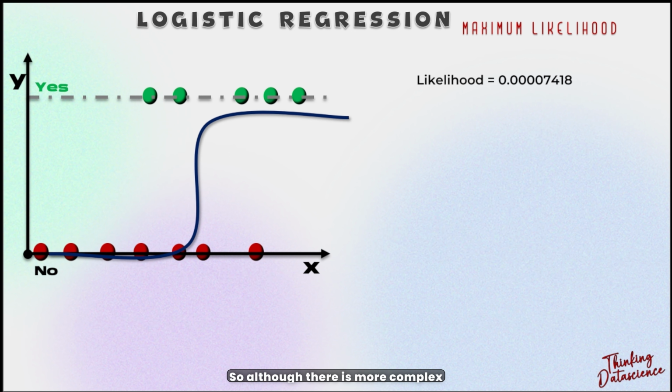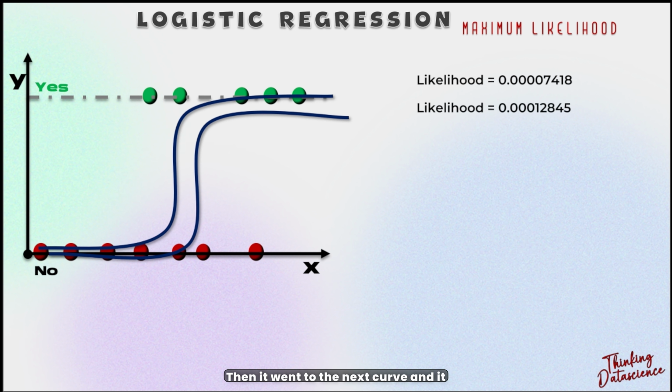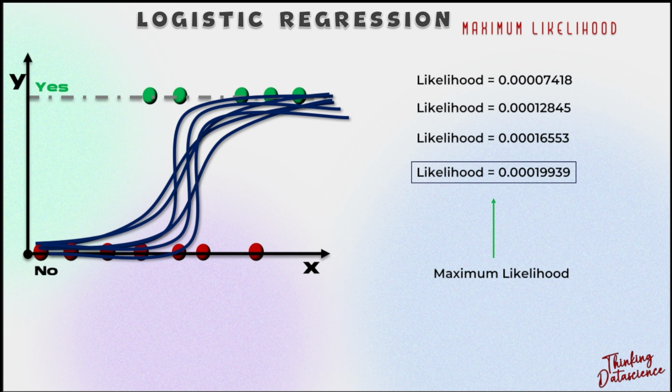Although there are more complex procedures involved, the basic idea is to compare the likelihoods of various curves. For instance, if we were to start with the logistic regression model shown in the graph and calculate its likelihood, we would end up with a specific value. Then we go to the next curve and calculate the likelihood to be this one. Then the next curve, the likelihood was this. So as the algorithm moves on to the next curve, it calculates the likelihood of that curve being the best fit. This iterative process continues until the algorithm finds the curve with the maximum likelihood. This curve is considered the best fit of all the curves, and this is how logistic regression calculates maximum likelihood. So this was it for logistic regression.